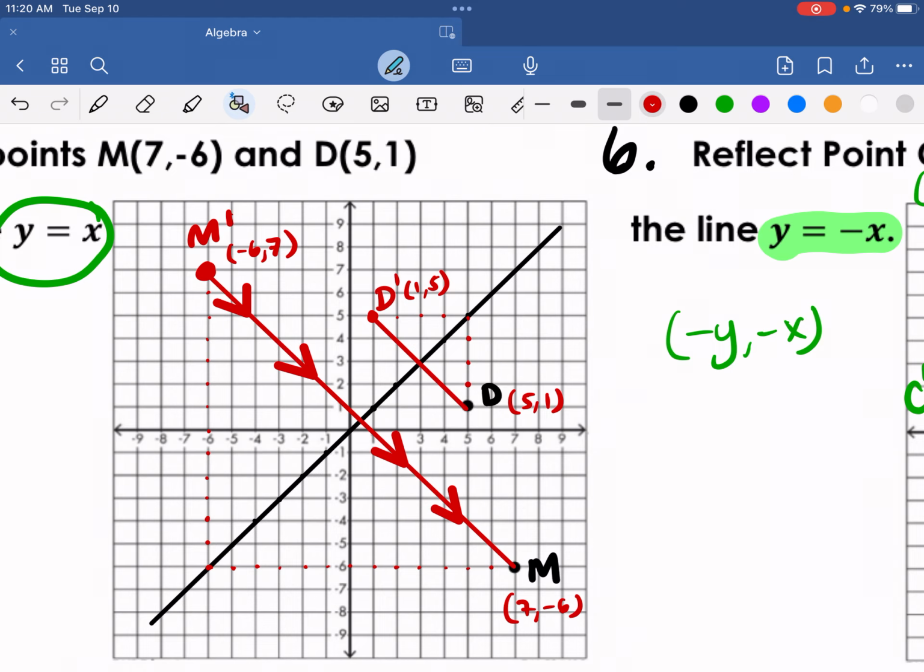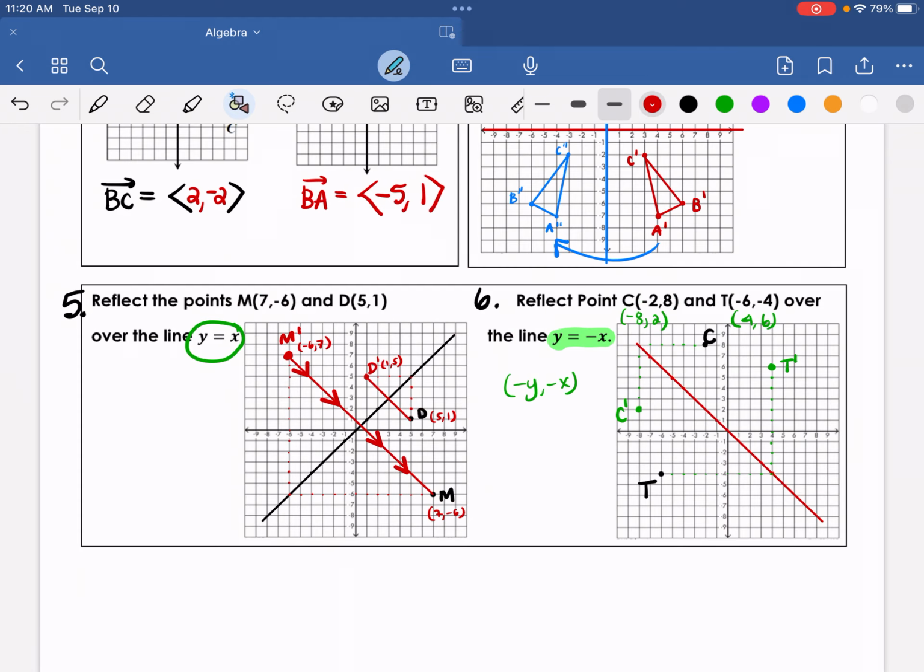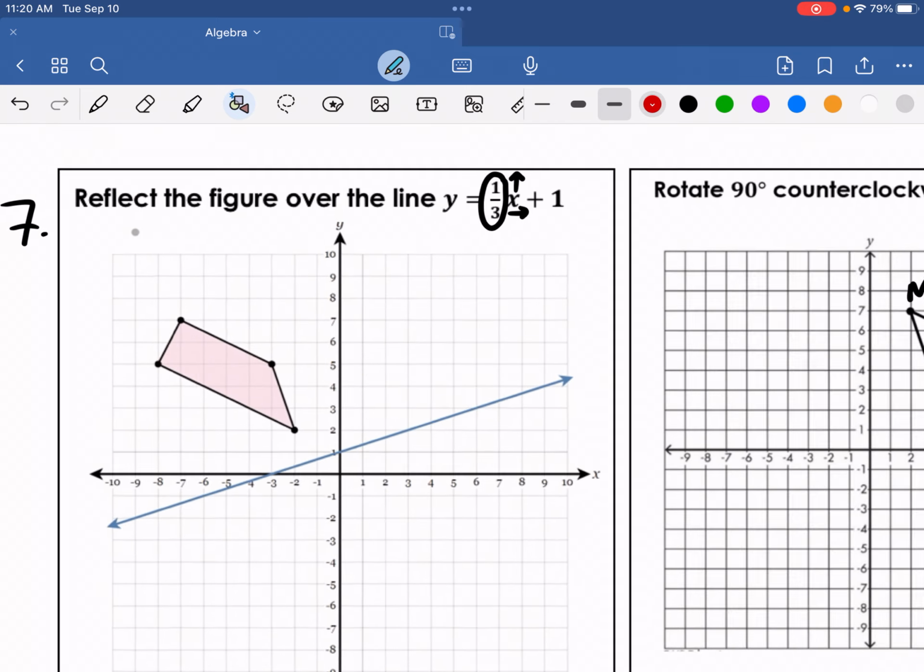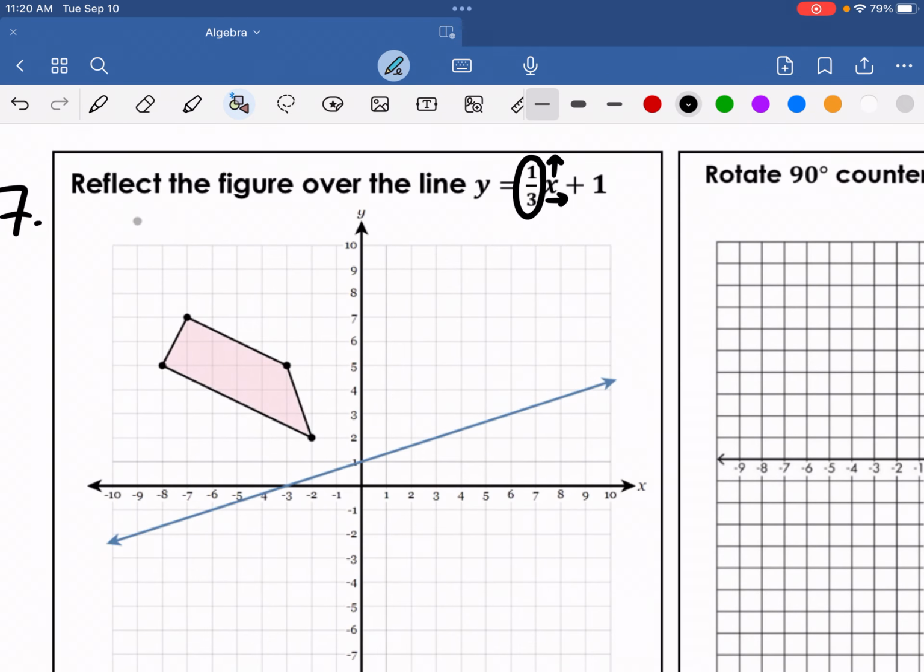Here we need to do the opposite, the perpendicular slope. Perpendicular means if it was positive, now we're going to have a negative slope. And if it was 1/3, now we're going to flip the numbers, the reciprocal, 3 over 1. So you want to change it from positive to negative.